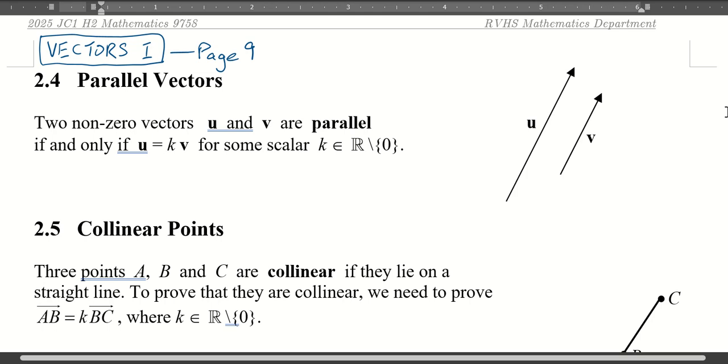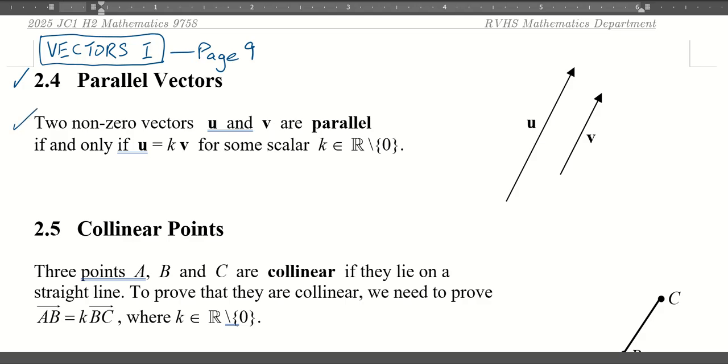Okay, for this video, we'll look at part 2 of Vectors 1, the second lecture for Vectors 1, starting from page 9. Let's go to section 2.4.